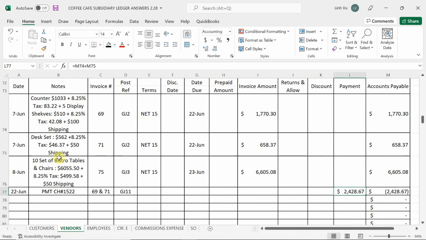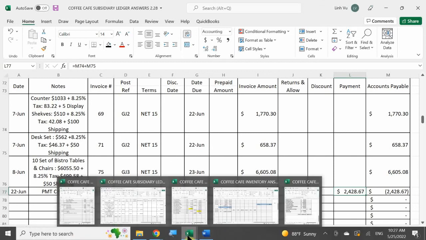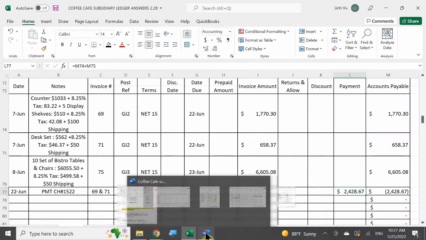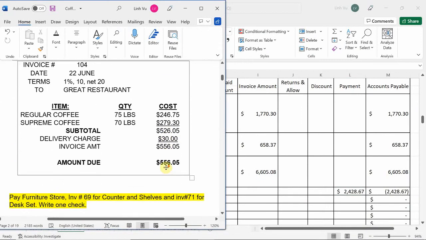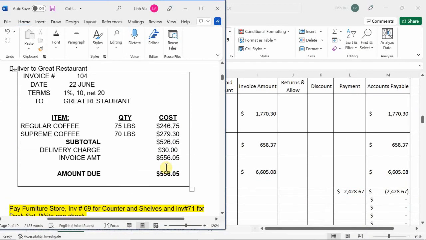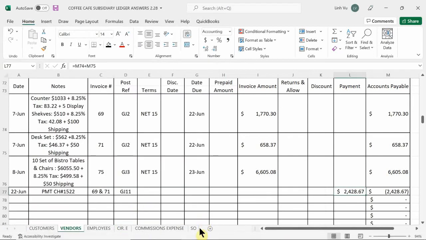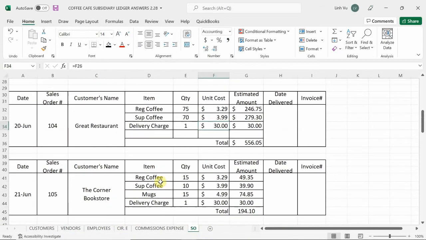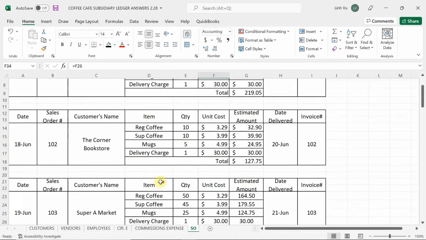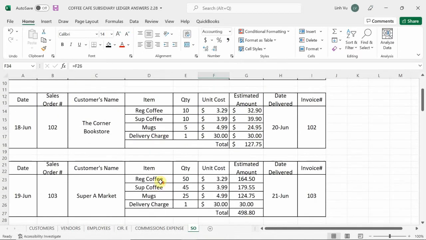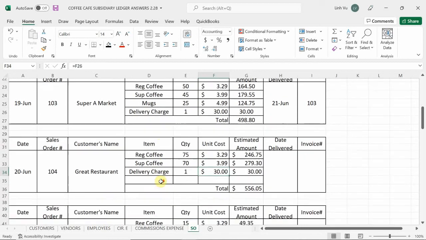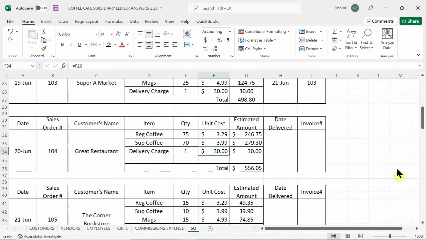Good. Okay. Now, in this case, we're done with this transaction. So now we need to backtrack because the last transaction we did, we delivered to Great Restaurant, right? We forgot to distribute the commissions for Albert. So let's see. We got to go to the sales orders first because we have to verify that we did deliver the order right here to Great Restaurant.